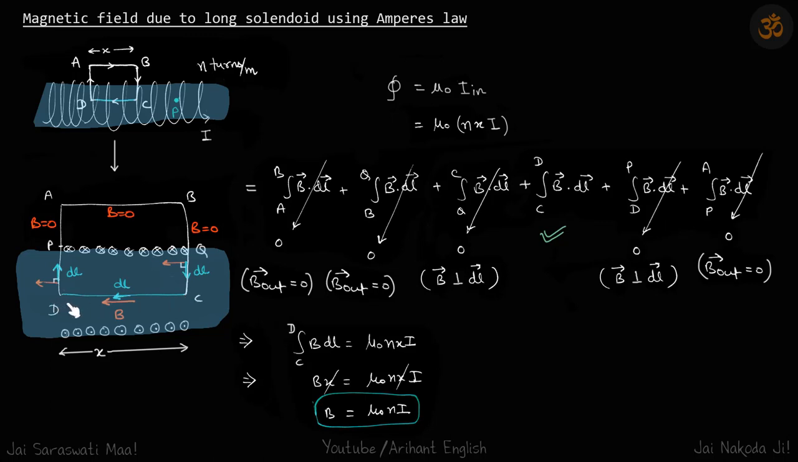What's left is path CD, where B is parallel to dl. So I can write B dot dl as B dl. Only this is left, equal to mu naught n x I. So this B we can take out, and the integral of dl from C to D is x. So B x is equal to mu naught n x I. x and x will get cancelled, and B is equal to mu naught n I. This is our answer.